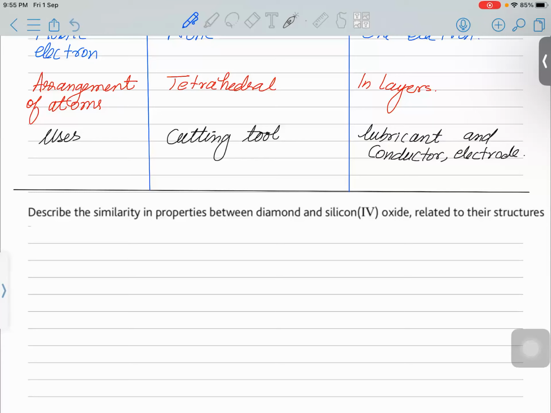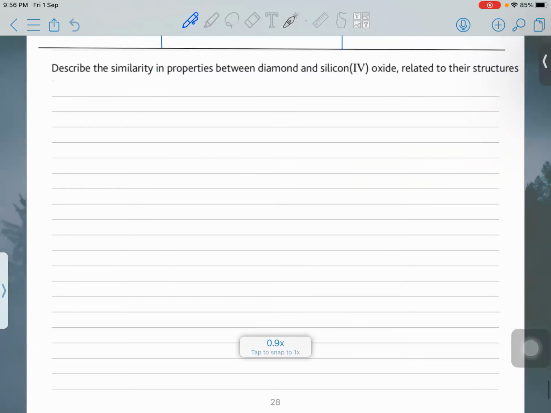Sir, and also each atom is covalently bonded with four oxygen atoms. Is it correct? Both are having the same. And they're also not good conductors. Both are non-conductors, correct? Both are non-conductors. Okay, now let's start similarity.